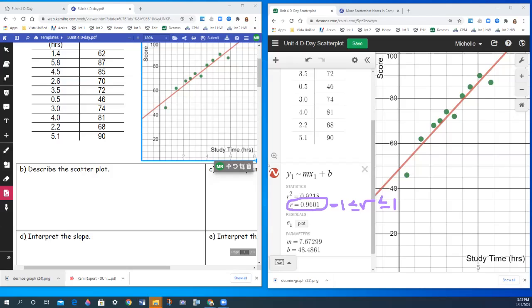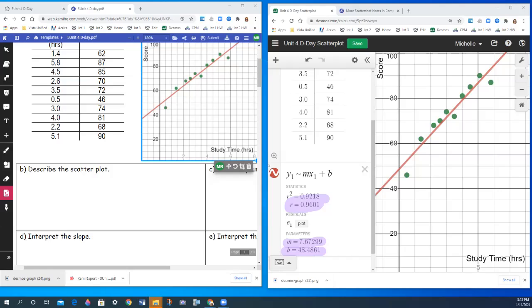If it is exactly 1, every single point would be perfectly on it. And that's not the case. But they are close, and that's why this is relatively close to 1. Okay, so again, I'm going to be using this R right here to help me. This is my slope. This is my y-intercept.